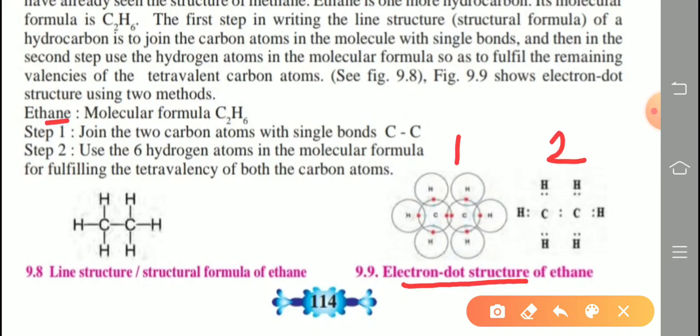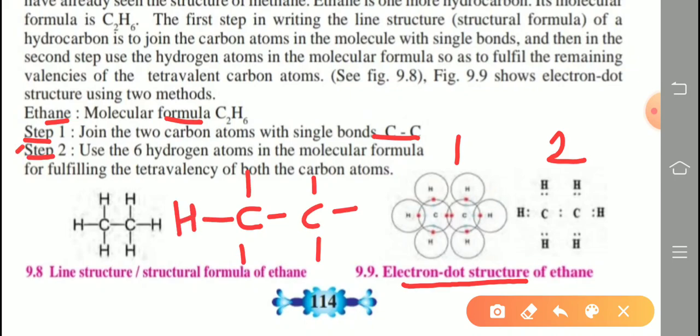Now ethane, molecular formula is C2H6. So two steps are given here. In the first step, join the two carbon atoms with a single bond like this, carbon carbon. In the second step, use the 6 hydrogen atoms in the molecular formula. Because carbon shows the valency 4, carbon forms 4 bonds. So 1, 2, 3, and here also 1, 2, 3. All these valencies are satisfied by 6 hydrogen atoms, and its structural formula is ready here.